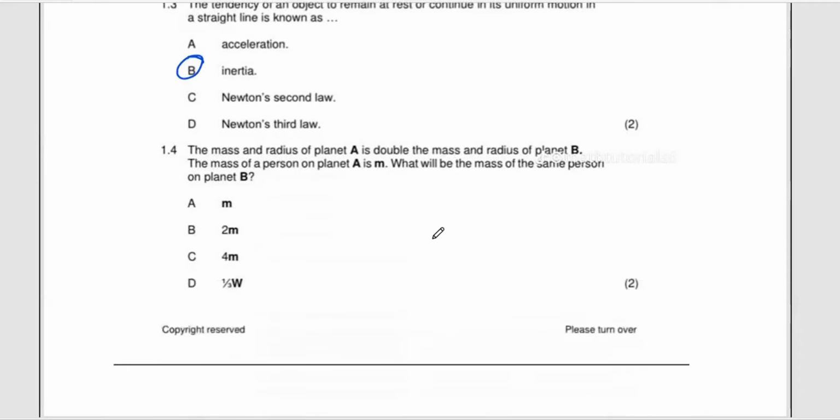And then 1.4, the mass and radius of a planet is doubled. Now, the mass and the radius of planet A is double the mass and the radius of planet B. Then the mass of a person on planet A is m. What will be the mass of the same person on planet B? So whenever a person moves from one planet to another, the weight might change because of the gravitational forces being different. But the mass, the contents of the person, will still remain the same. So A is the best answer for 1.4.